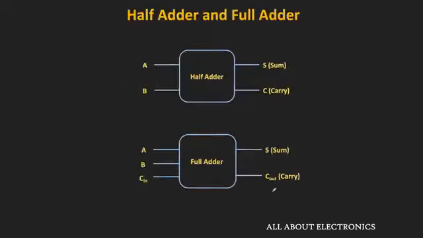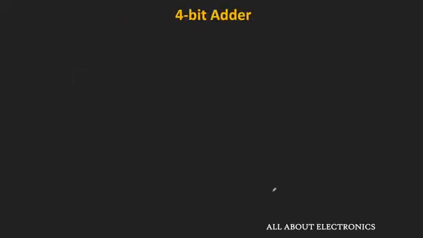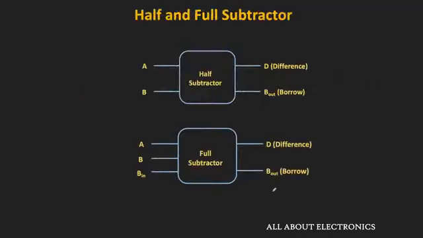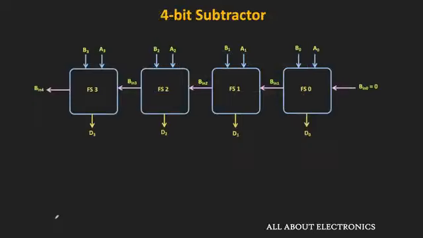So in the earlier videos, we already learned about the half adder and the full adder. And we have seen that by cascading 4 such full adder blocks, we can easily design the 4-bit adder. After that, we have also seen the circuit for the half subtractor and the full subtractor. So similar to the adder circuit, by cascading n such full subtractor blocks, we can easily design the n-bit subtractor. And here, the design of the 4-bit subtractor is shown.